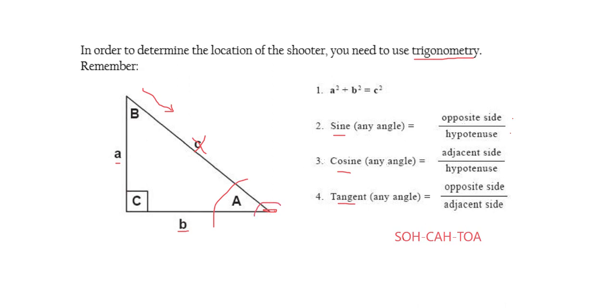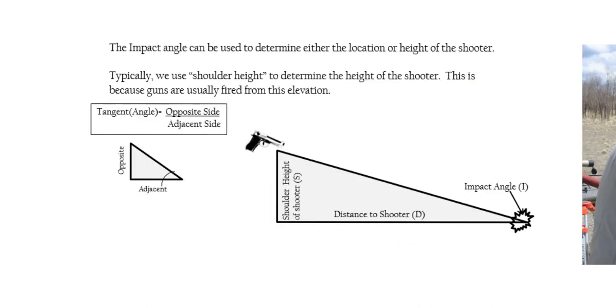Since we're dealing with a bullet hole down here, A is going to be the opposite of that, and B is going to be the adjacent line for that part of the triangle. Since we're dealing with opposite and adjacent sides of the triangle, we are going to be doing the tangent function. All right, so there are 2 main formulas that we can do. We are going to look for either the location of the shooter or the height of that shooter.